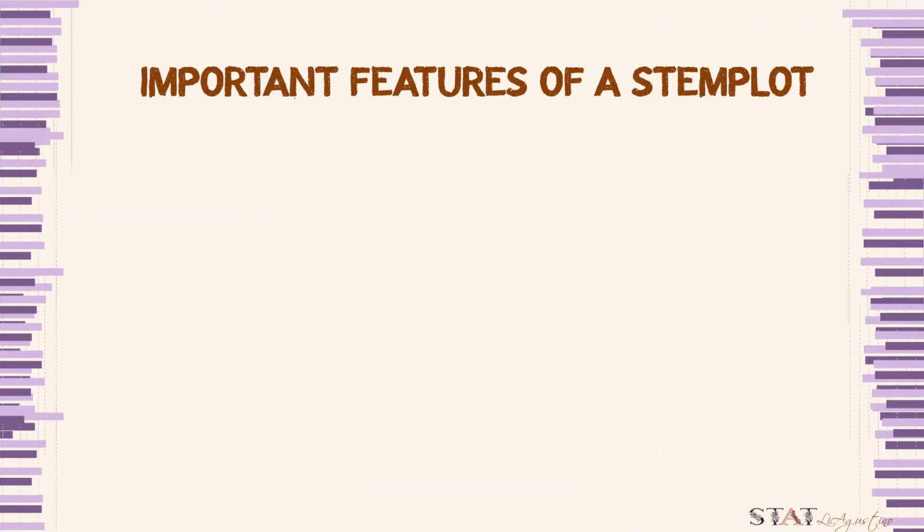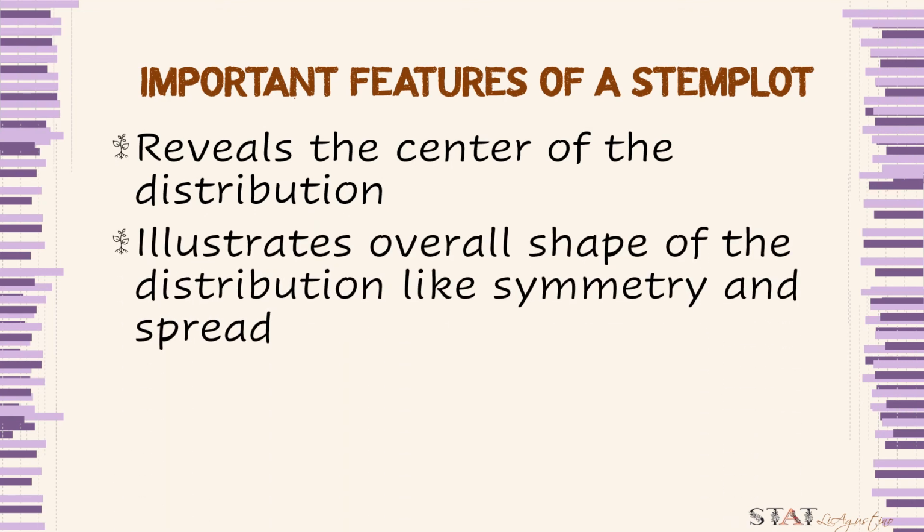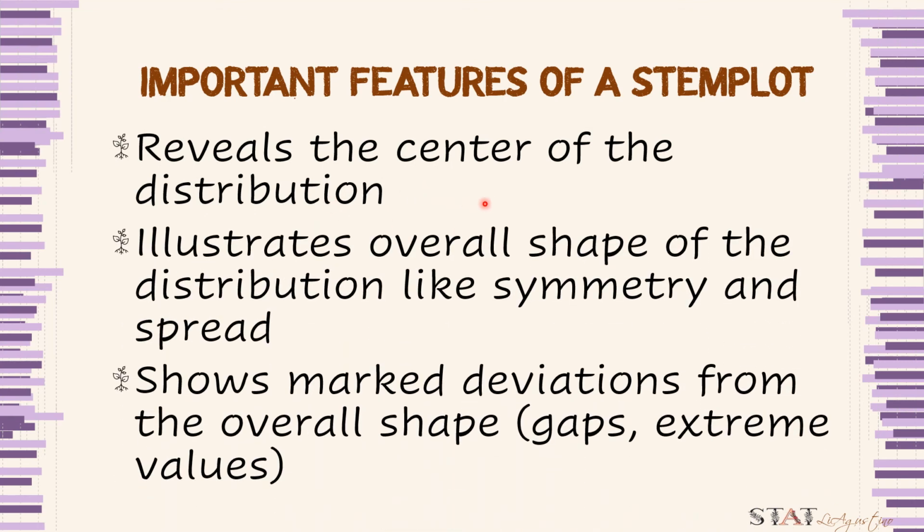So important features of a stem plot. It reveals the center of the distribution, especially for the normality test. By just looking at the stem plot or stem and leaf plot, you already have an idea if your data is normal. So it illustrates the overall shape of the distribution like symmetry and spread. And it shows marked deviations from the overall shape, gaps, extreme values. So you can see that in the stem plot or stem and leaf plot.